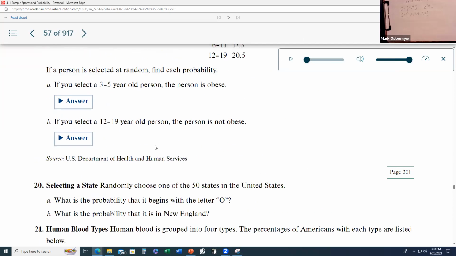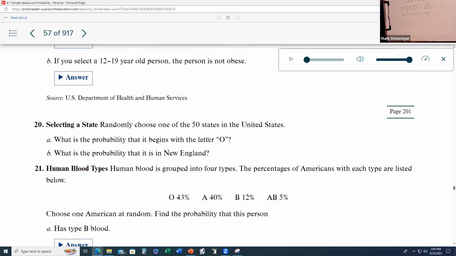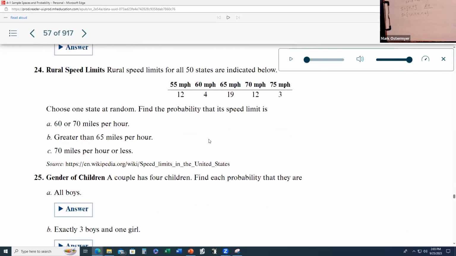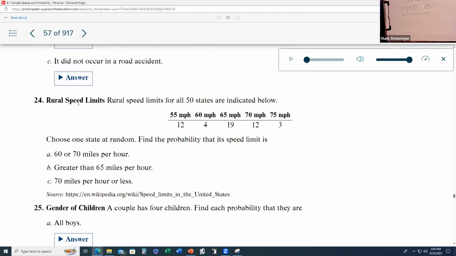Okay, let's see what else we got here. Go down to number 24. Rural speed limits. Rural speed limits for all 50 states are indicated below. So what do these numbers suggest here? These numbers are states that have these rural speed limits.